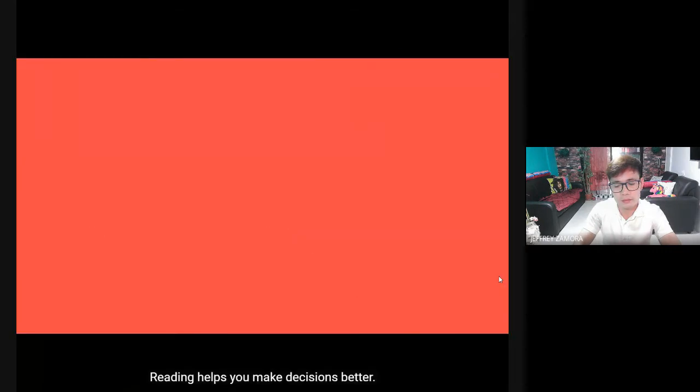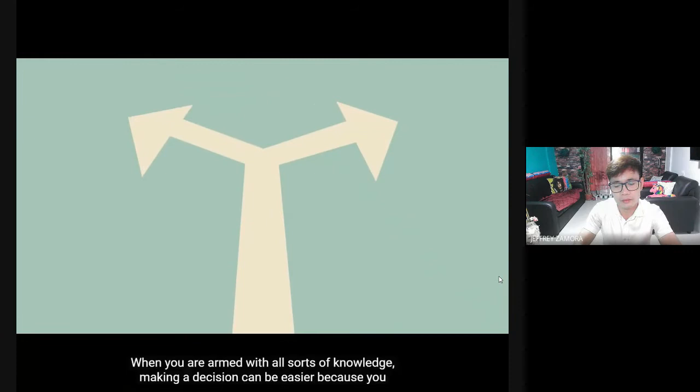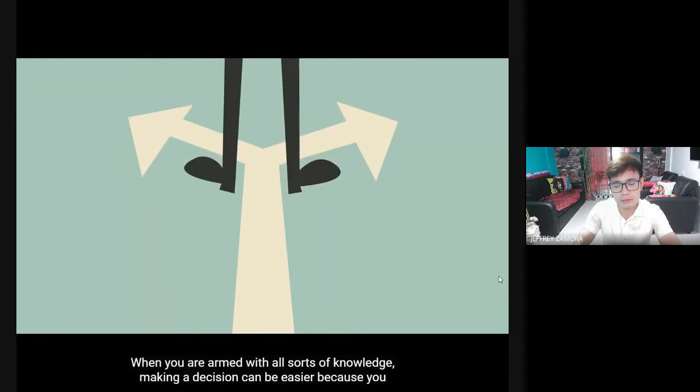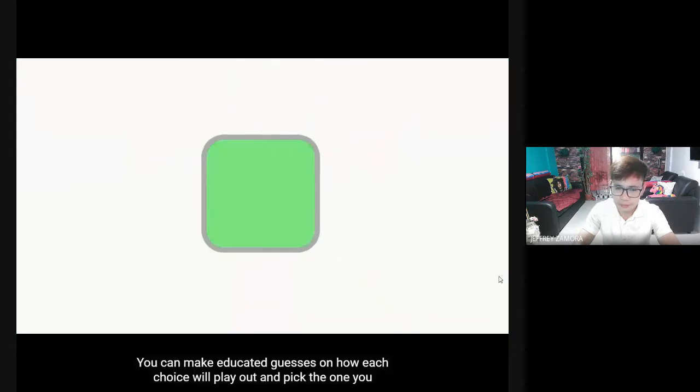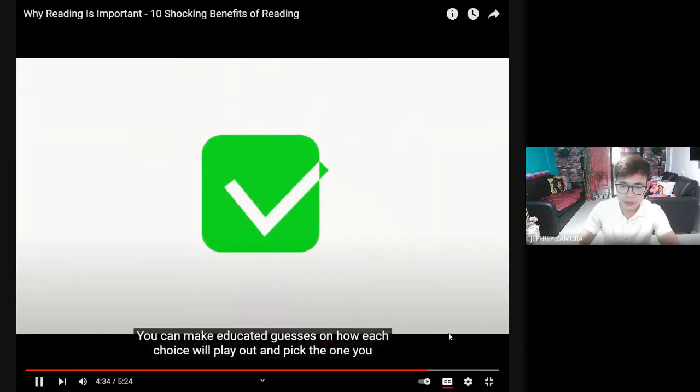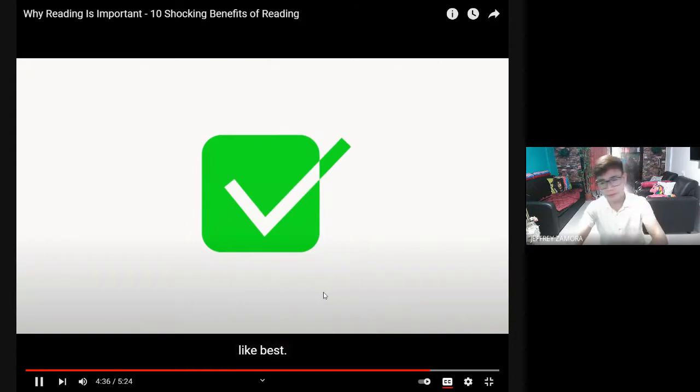8. Reading helps you make decisions better. When you are armed with all sorts of knowledge, making a decision can be easier because you see all possible options. You can make educated guesses on how each choice will play out and pick the one you like best.